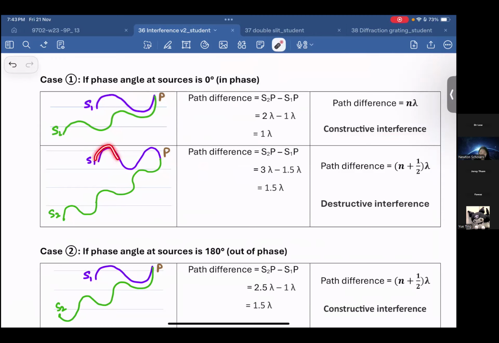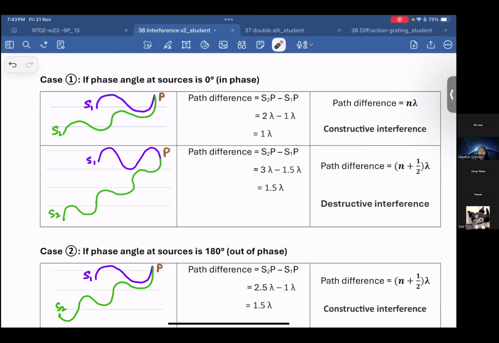Okay, then this one, S1 is 1.5 wavelengths. S2 is 1, 2, 3, so 3 wavelengths minus 1.5, I get 1.5. So I understand, even if I didn't have this diagram, from the path difference, I can know that when they superpose, they are producing destructive interference. Can you see? Crest meets with trough.